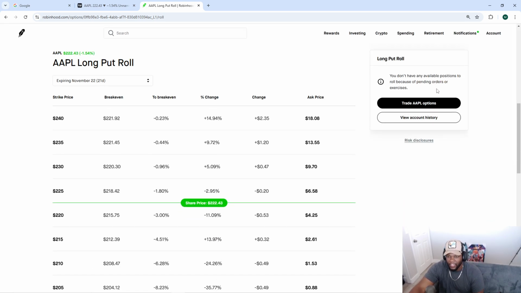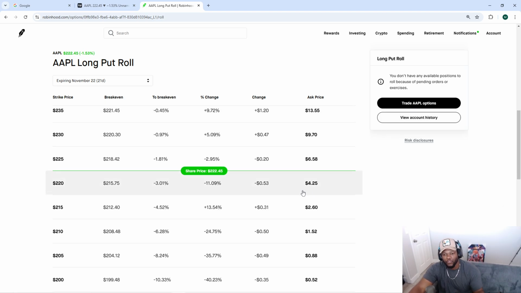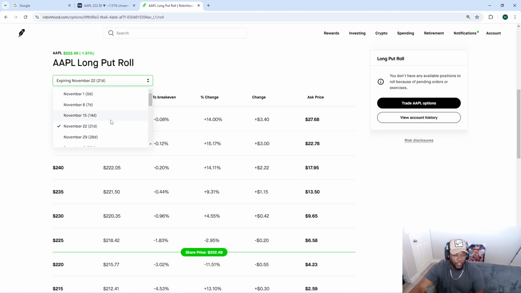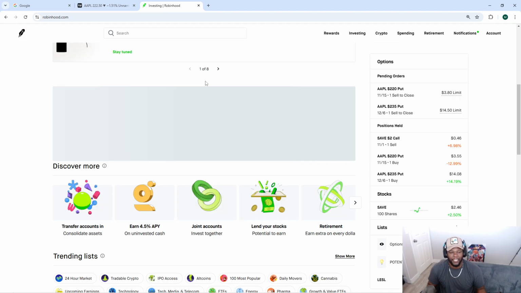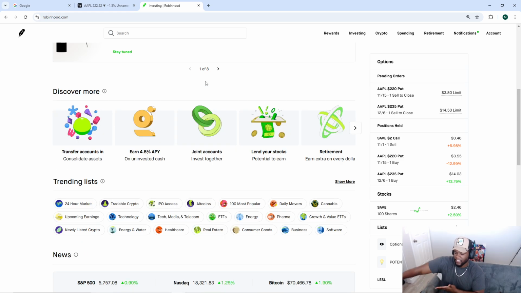It says you don't have any available position because I have pending orders, right? But I don't want to cancel that pending order. But I could just roll this into a longer date. It will cost me a little bit more money, but I could say, hey, I want to extend this contract out and have a potential chance to make money later on down the line. And that's what I did.